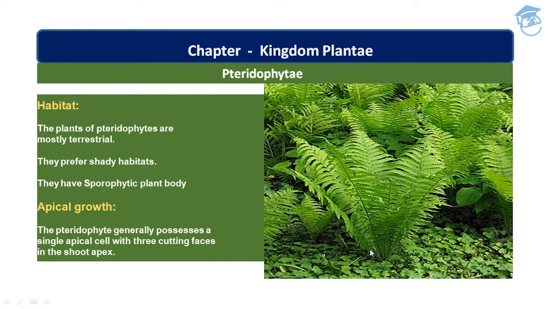Now we'll talk about the habitat of pteridophytes, students. The plants of pteridophytes are mostly terrestrial. They prefer shady habitats, and they have a sporophytic plant body. Now we'll talk about the growth, to be more precise, apical growth. The pteridophyte generally possesses a single apical cell with 3 cutting faces in the shoot apex.